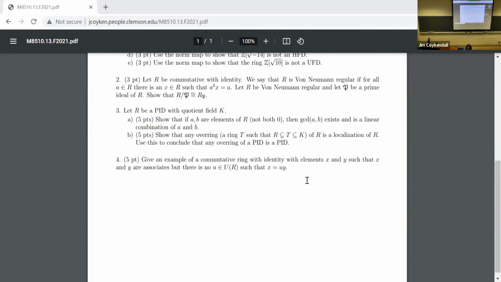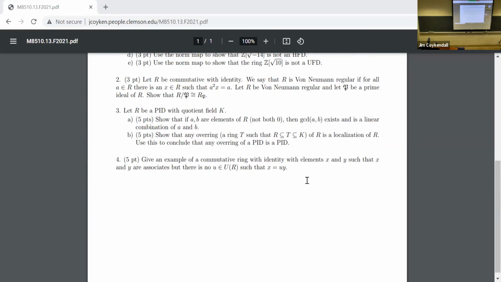And part B, show that any overring, and what I mean by that is a ring that lives between R and its quotient field T, is in fact a localization. There's that word again. That is basically showing the ring between R and its quotient field can be obtained by taking one set of denominators. Use this to conclude that any overring of a principal ideal domain is a principal ideal domain.